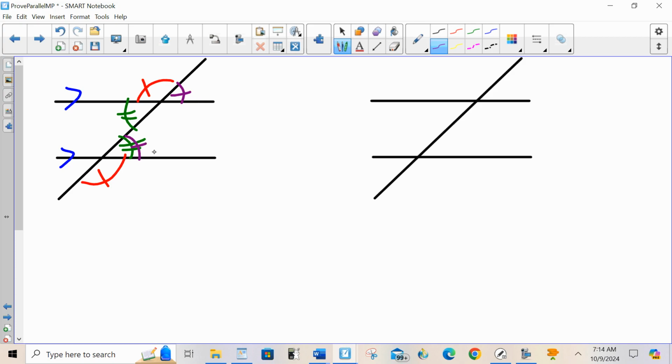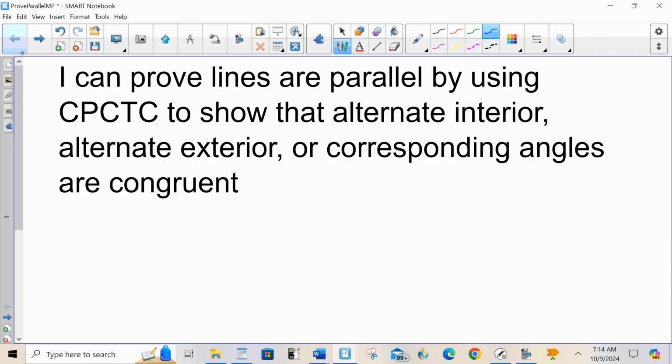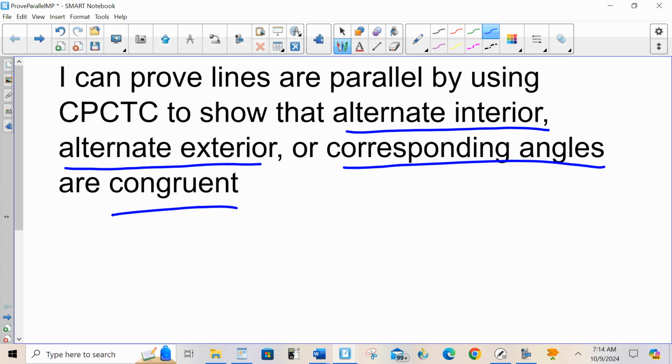Well, it works the other way as well. If I have alternate exterior angles congruent, then I can conclude that the lines are parallel. If I have alternate interior angles congruent, I can conclude that the lines are parallel. If I have corresponding angles congruent, I can conclude that the lines are parallel. So in order to prove lines are parallel, I need to show that either alternate interior angles are congruent, alternate exterior angles are congruent, or corresponding angles are congruent.